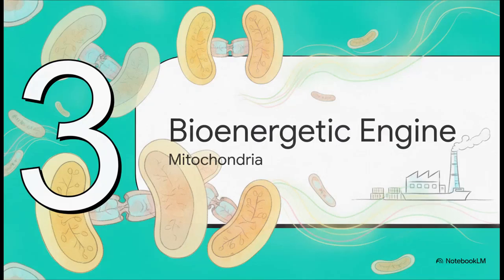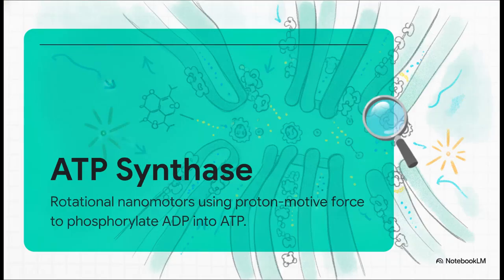Obviously, running a massive manufacturing and shipping district takes an astronomical amount of energy. So, for District 3, we are heading straight to the power plant, the bioenergetic engine. What is absolutely mind-blowing about mitochondria is that they are evolutionary descendants of ancient bacteria. They even retain their own double membrane structure and duplicate all by themselves.